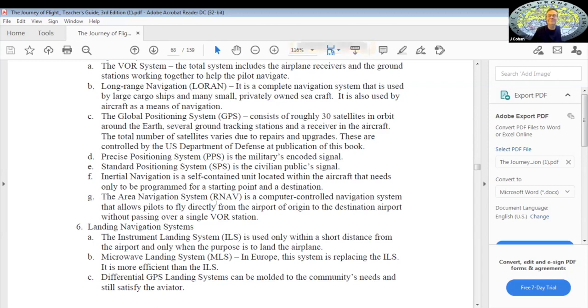So you have to be real careful. But there are rules to govern that kind of flying. For a mountainous area, for IFR, you should clear it by 2,000 feet. For non-mountainous, it's 1,000 feet. So those are things that you have to take into consideration.